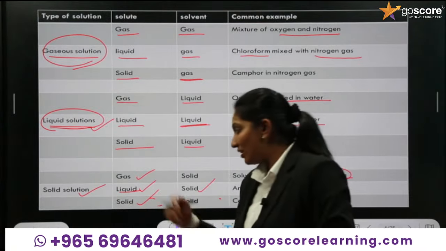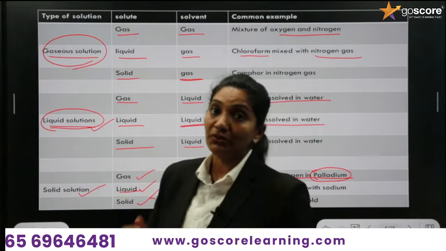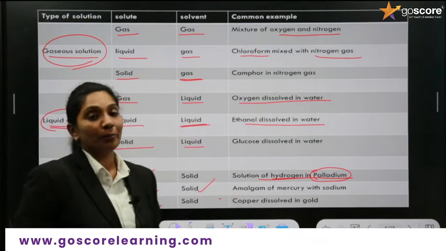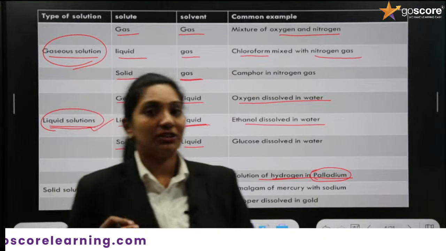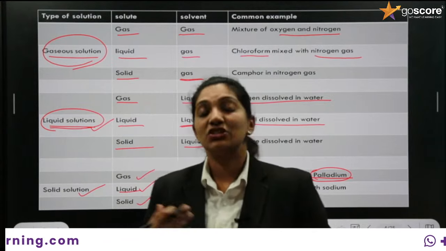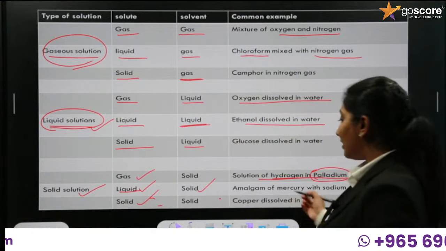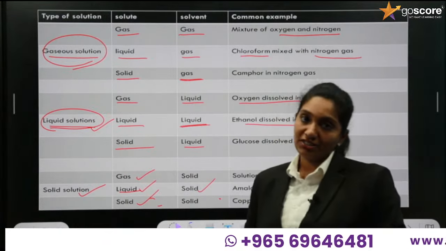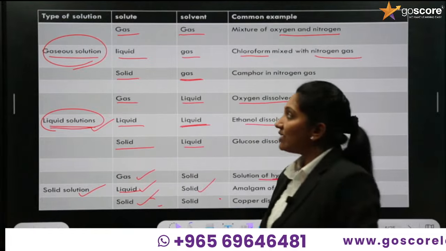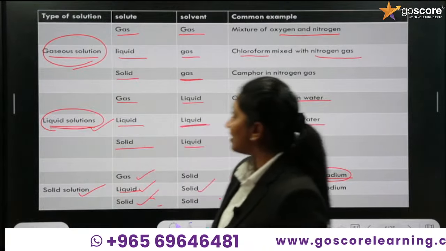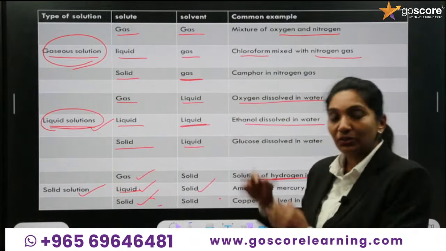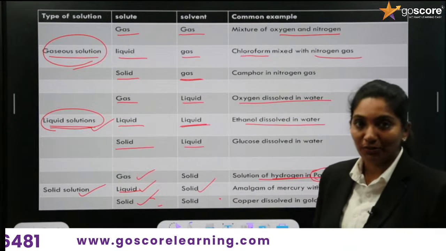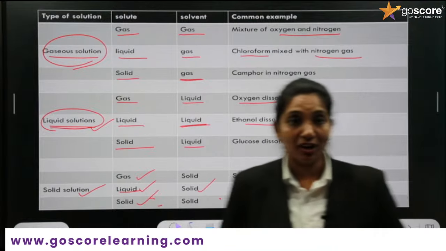The last one is the solid solution, in which both the solute as well as the solvent is solid. That is, the example is copper dissolved in gold, that we know, the 22 karat gold. Just to enhance the strength of the gold, we are adding a small amount of copper. That is an example for solid solution. Okay, so these are the different types of solutions, and in which what is the solute and what is the solvent, and I have provided the examples for each type of solutions. I hope it's clear for you.